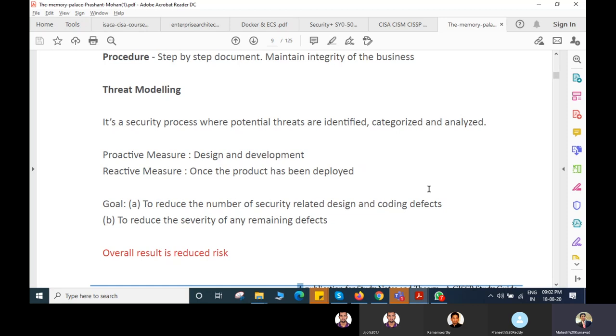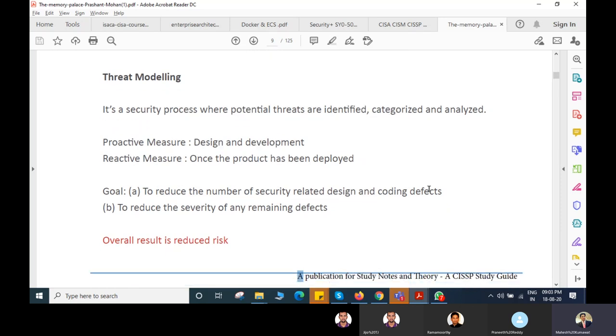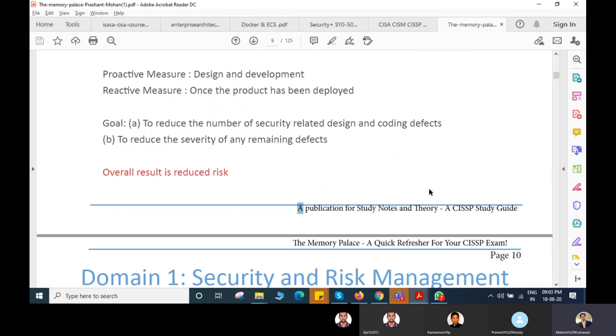So you are going to do some risk management, or perform some threat modeling, and then you have some proactive and reactive measures. The point is that you need to be more concerned about the assets, and you need to take some precautions before things start getting damaged or going down. The overall result is to reduce the risk.